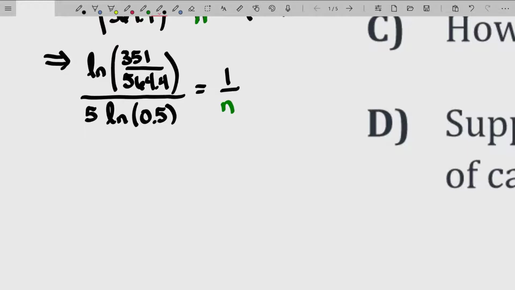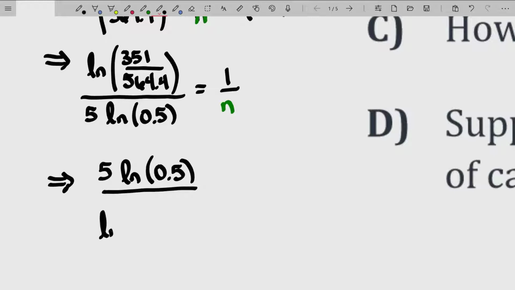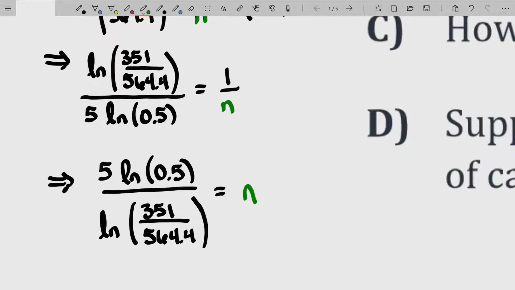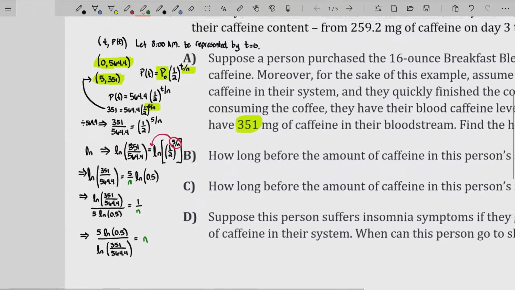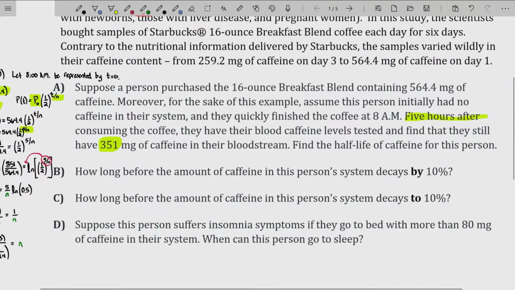Taking the reciprocal of both sides, we get our final answer, which is 5 natural log of 0.5 over the natural log of 351 divided by 564.4. And that is equal to n over 1, but just n. That's the number of hours, because that's the units we're dealing with here, right? Just double check. Yeah. So notice where I had highlighted here 5 hours. Once they give me a time unit, that's the unit for the problem. So hours is the unit for the problem.